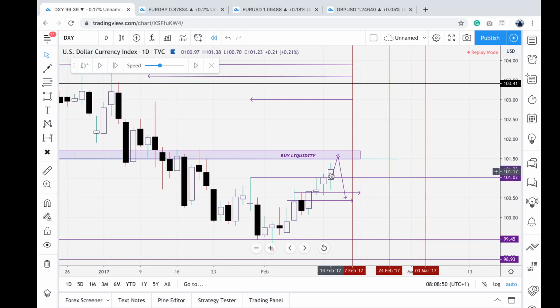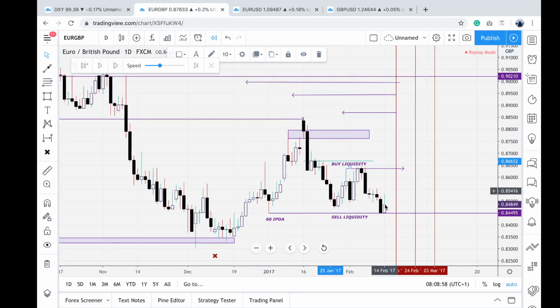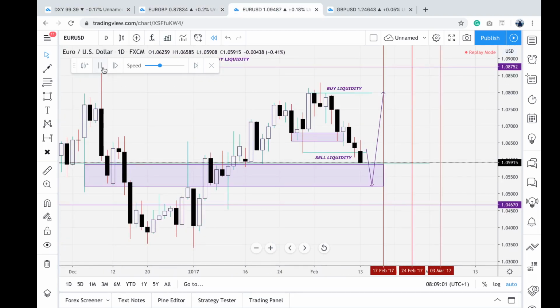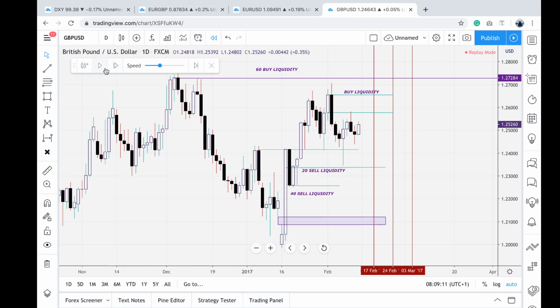Okay, so price breaks out of the level as we anticipated. Euro pound, let's see what euro pound does. Euro pound shows resistance off this level. That's what euro dollar does. We're looking for price to get into deep discount. Okay, euro dollar, pound dollar. Let's see what pound dollar does.